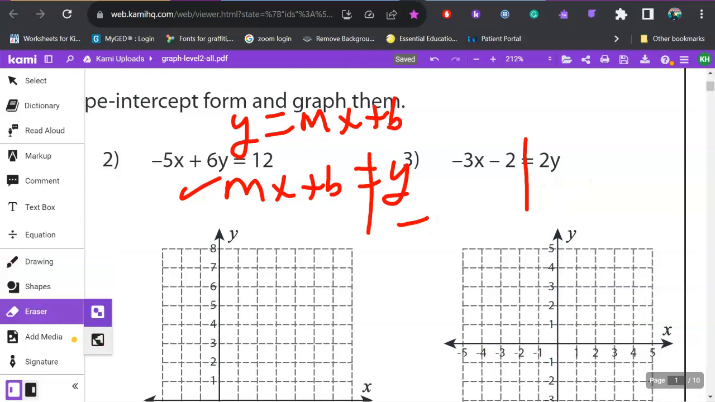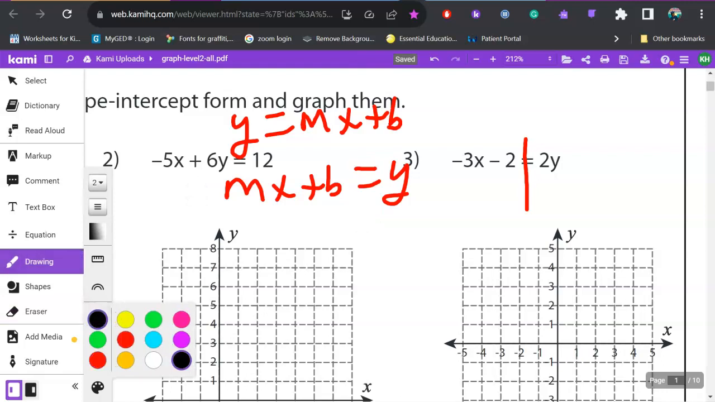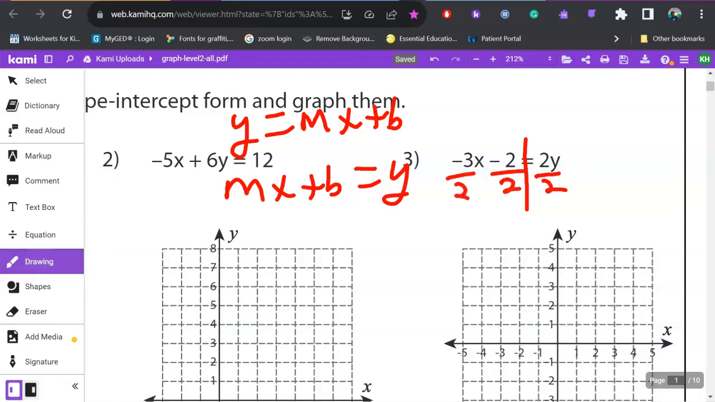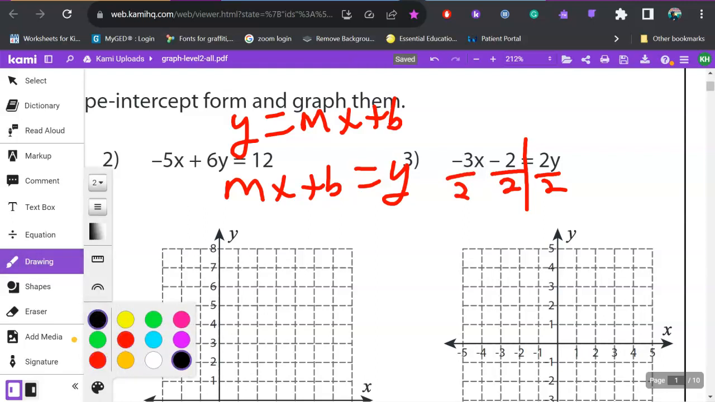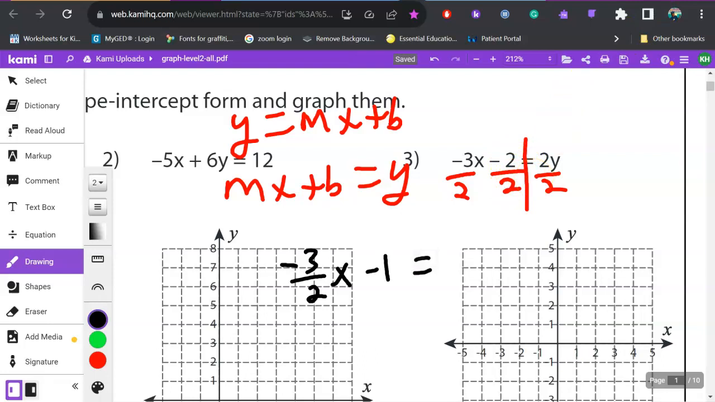So the last thing that you do is to divide out the number that's with the y. So I see a 2, so I'm going to divide out 2 everywhere. That means I'm going to divide 2 here, 2 here, and 2 here. So now I have negative 3 over 2x. Is that going to reduce? Can I change that fraction to anything? No. So I'm going to bring it back down exactly how it was, negative 3 over 2, and put the x right beside it. Now this will reduce. Negative 2 divided by 2 is going to give you a negative 1. And then, of course, 2 divided by 2 is going to give me my y.